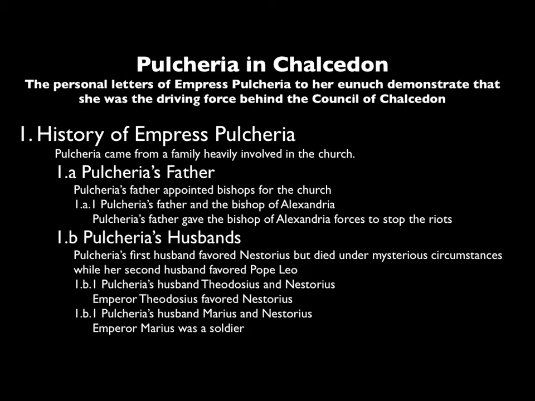Now, this may be very important. This may be a critical little quirk of emperor relationships in the history of emperors at this time. In fact, he was a soldier, which made it very unusual for her to marry him. But, as important and as interesting as this is, does this thesis statement fit with everything else? Emperor Marius was a soldier. Does this have anything to do with our section thesis statement? Pulcheria's first husband favored Nestorius, but died under mysterious circumstances, while her second husband favored Pope Leo. So the answer would be, no, not really.